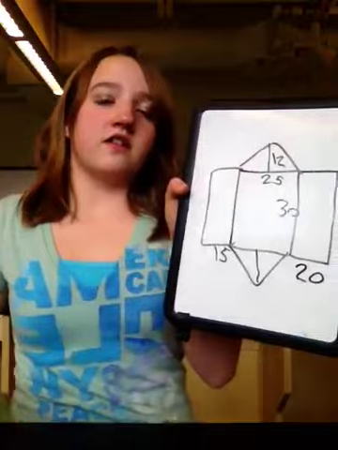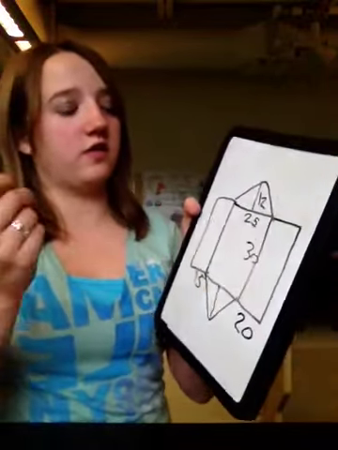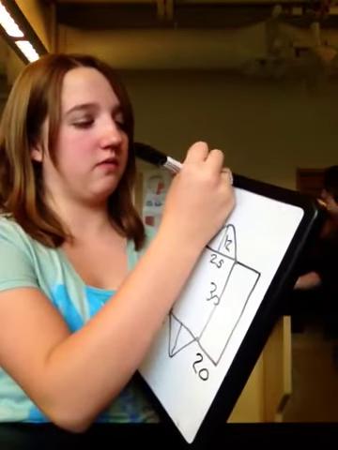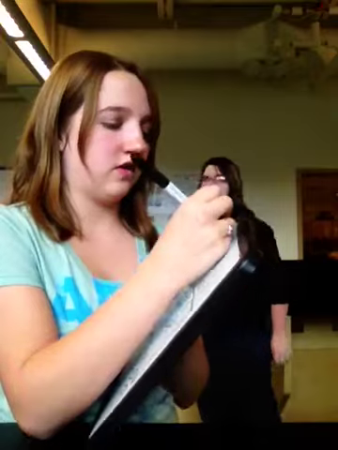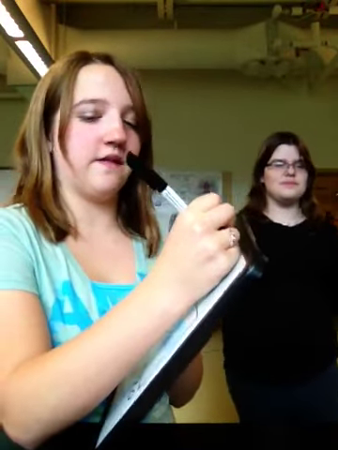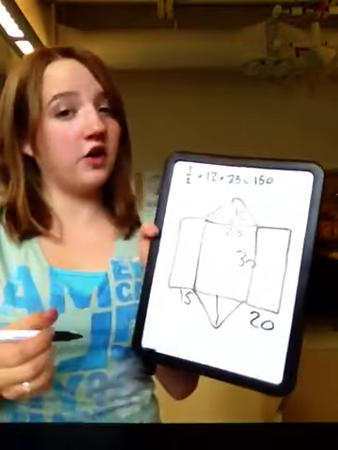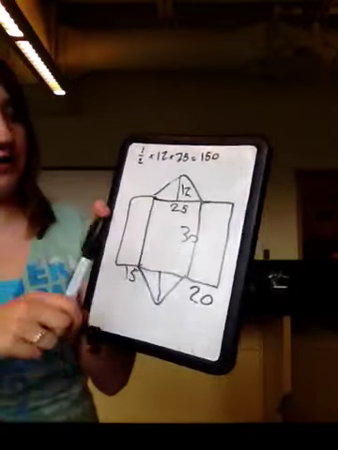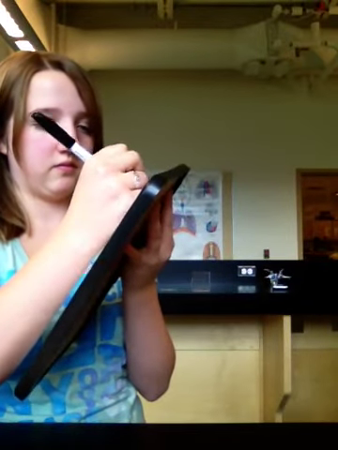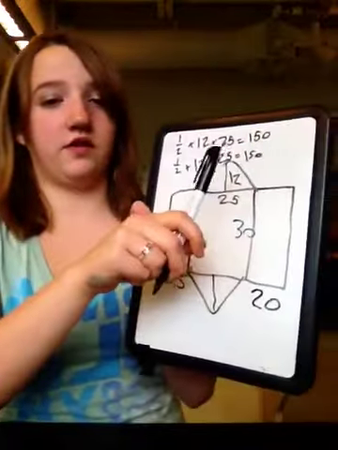Okay? So then what we're going to do is find the area of the triangle first. So you do base times height divided by 2, or 1/2 times 12 times 25. And that equals 150. But you do that twice because it's the exact same down here. So do that twice. Alright? So then you have the 2 up there.